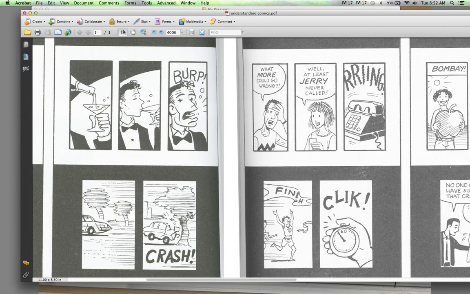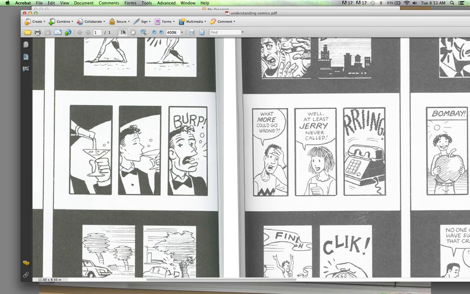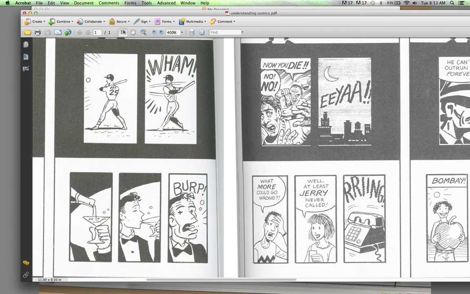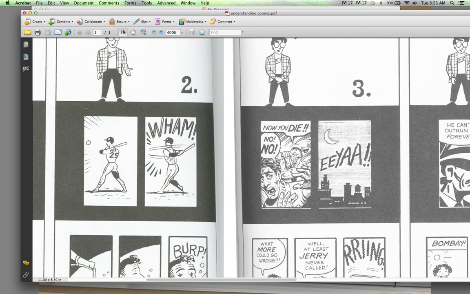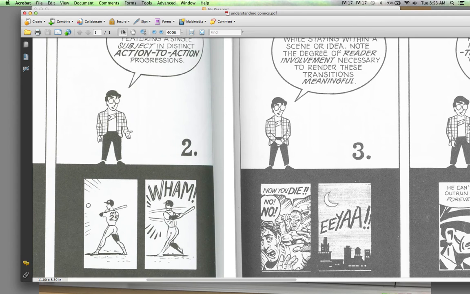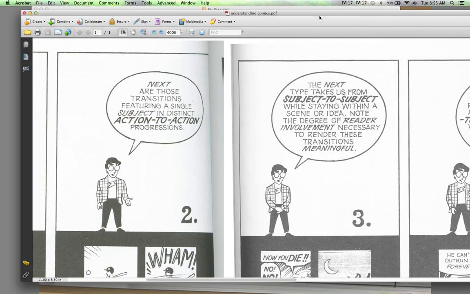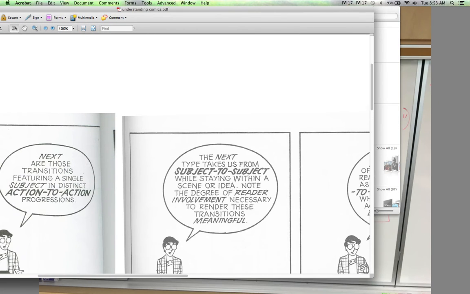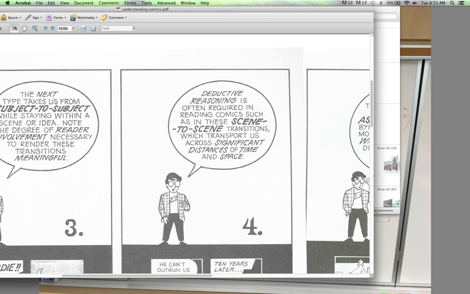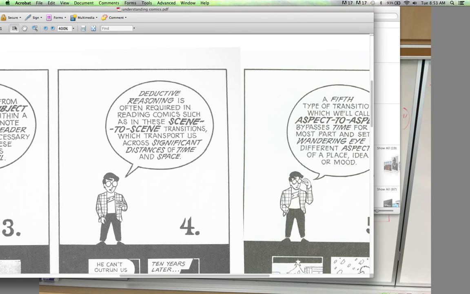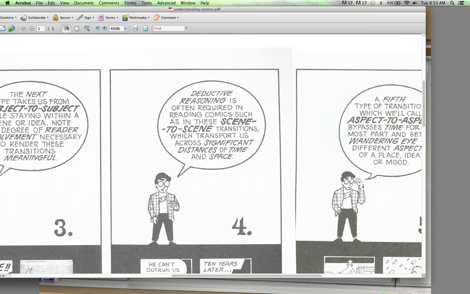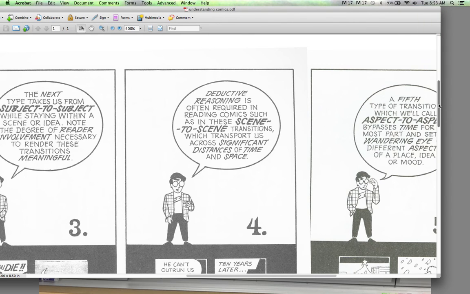Okay? We see a runner coming across the finish line, cuts to a stopwatch in somebody's hand. What's the relationship? This person's been timed, and this is the result of their race. Okay? So this is what we would call, I'm looking for it, subject to subject. Okay? In our fourth panel, scene to scene is what we're working with. Okay, so let's take a look at scene to scene.